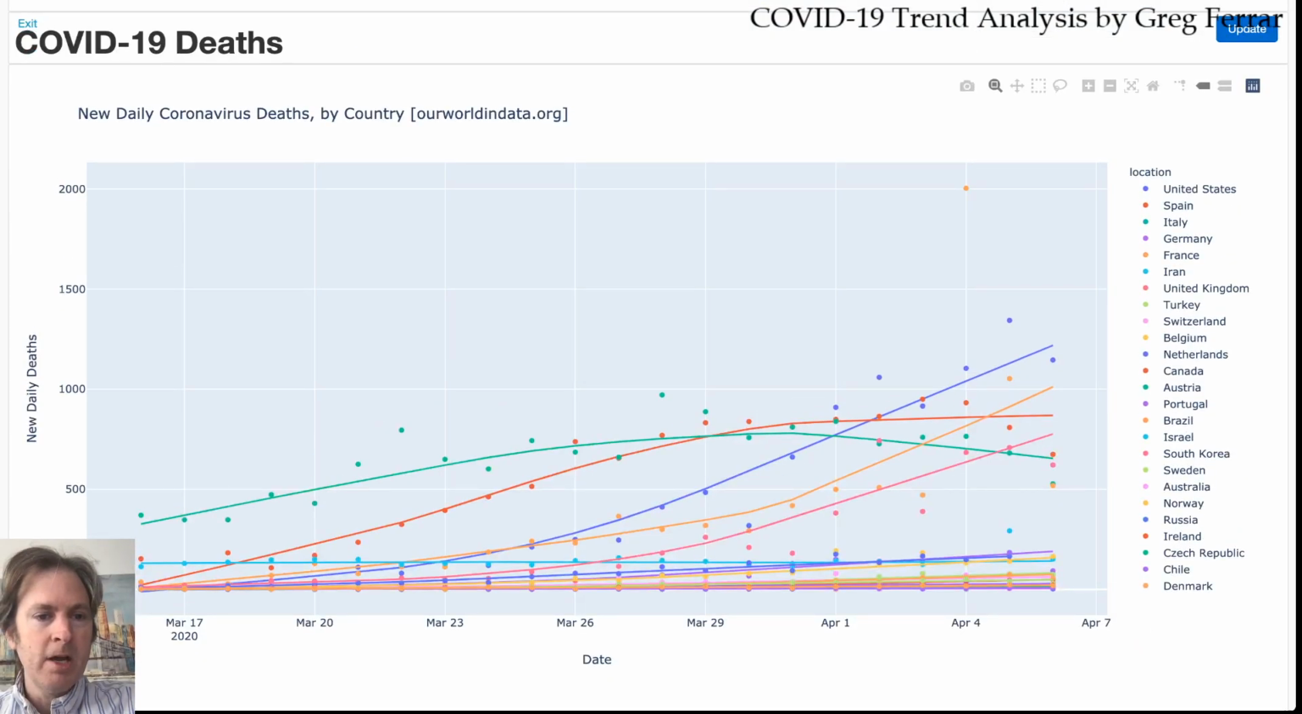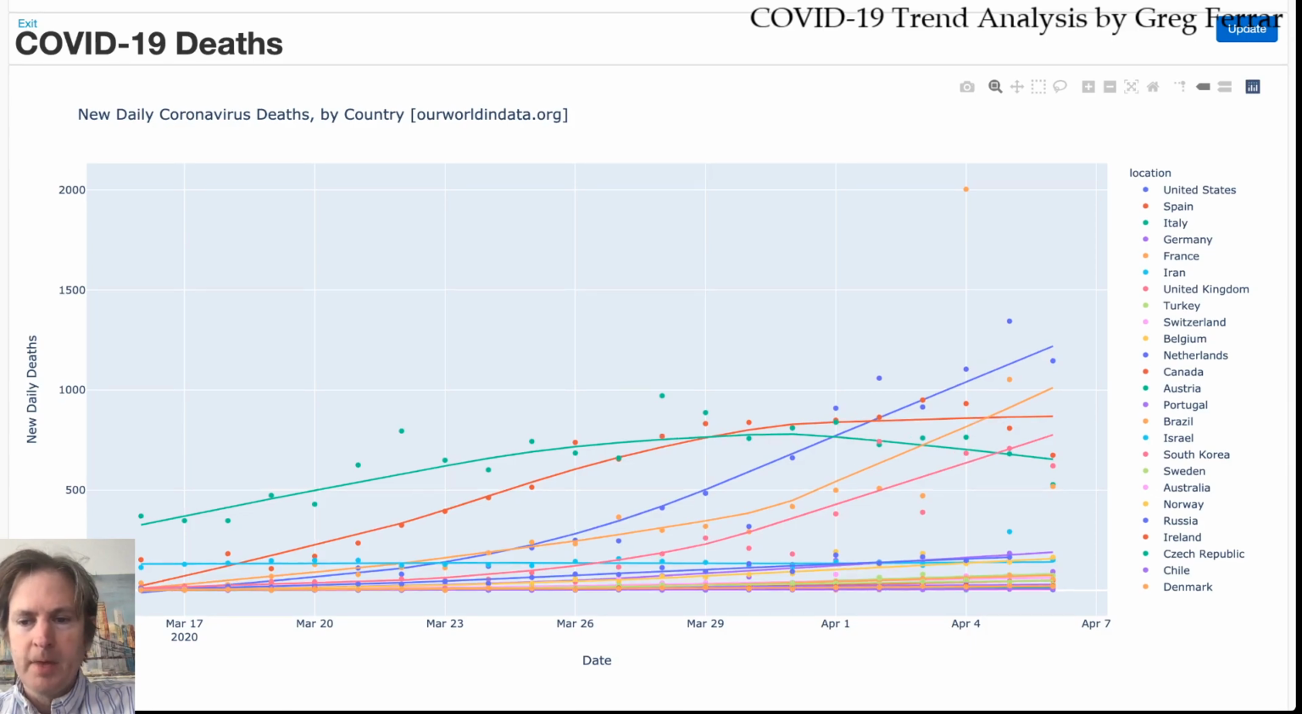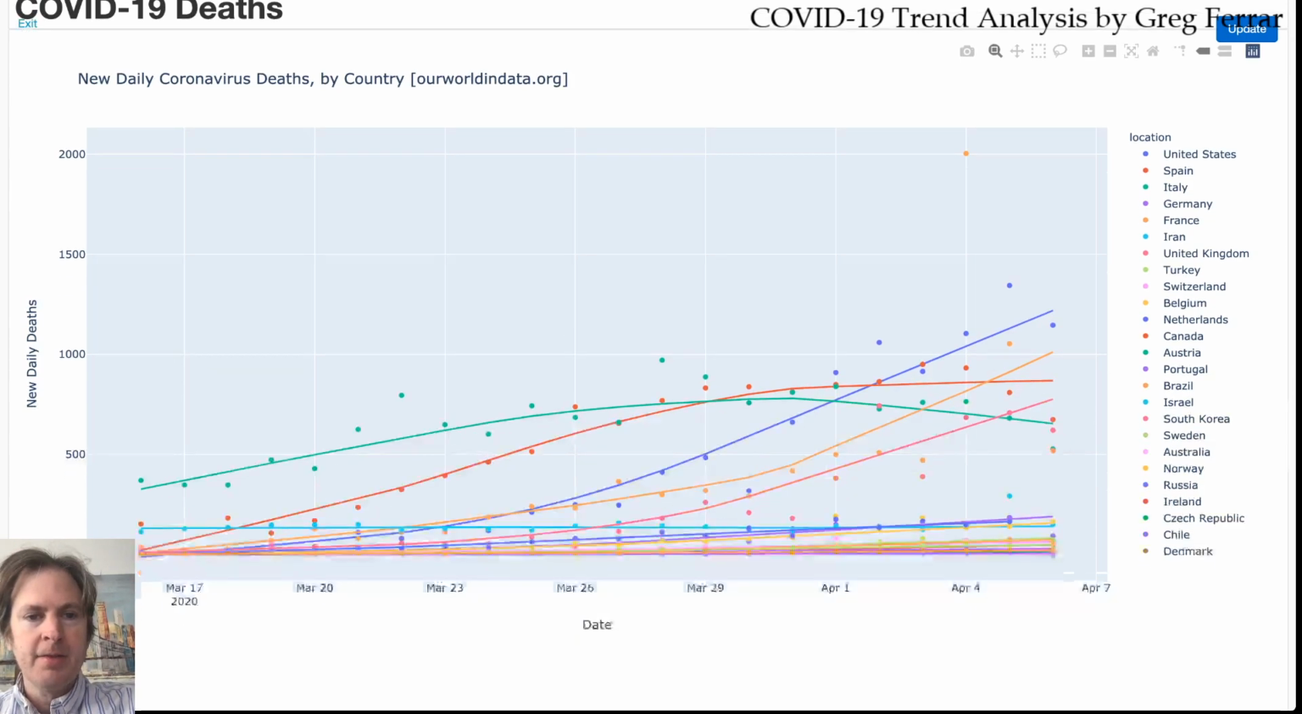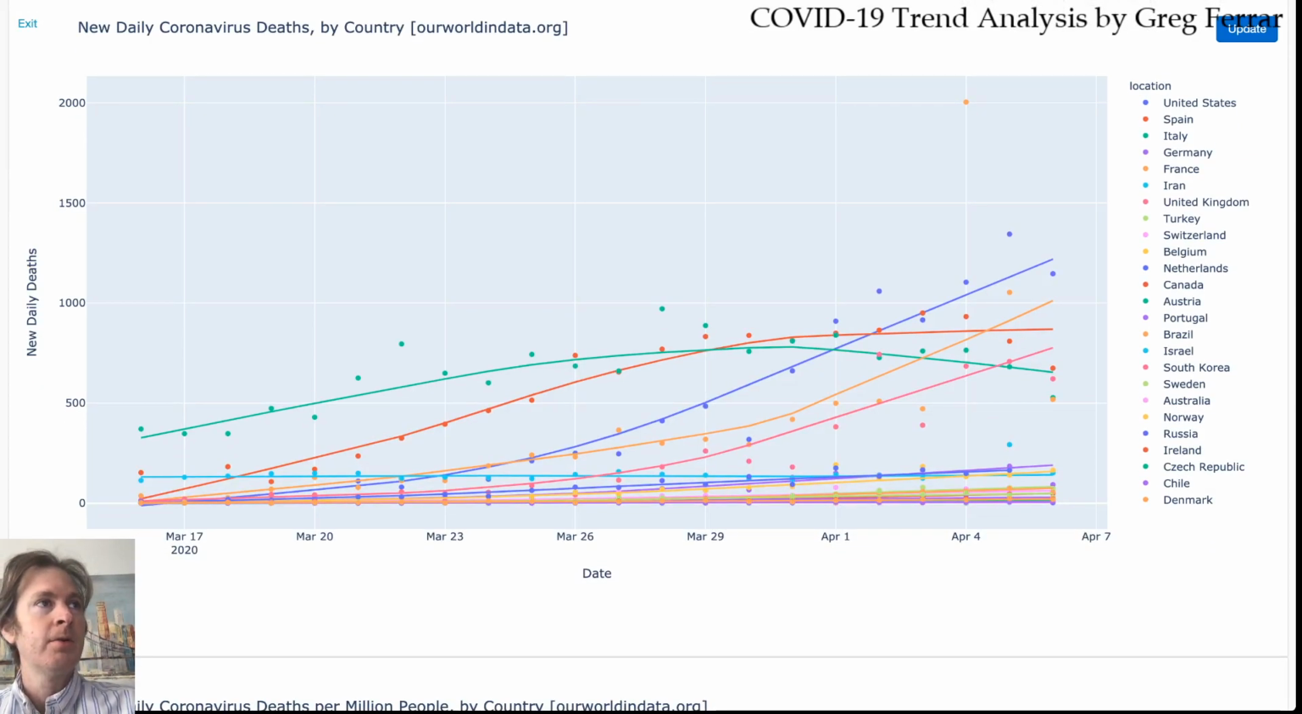Deaths by country. New deaths by country, not total deaths. I guess I could make a total deaths graph too, like I did for the other total thing.